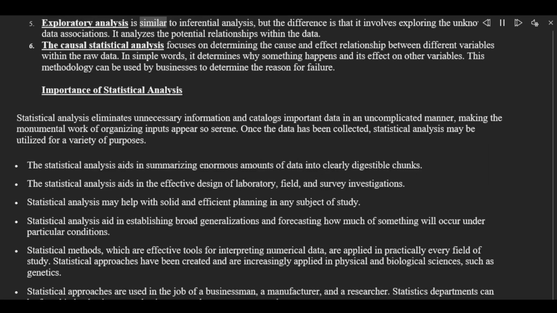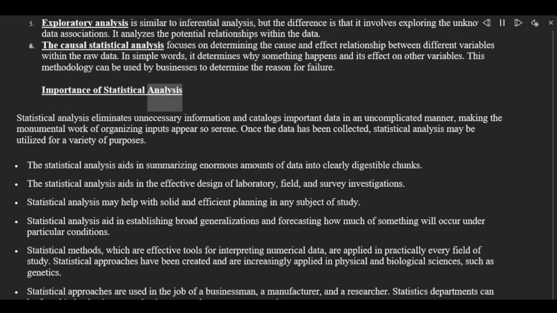Exploratory analysis is similar to inferential analysis, but the difference is that it involves exploring the unknown data associations. It analyzes the potential relationships within the data. The causal statistical analysis focuses on determining the cause and effect relationship between different variables within the raw data. In simple words, it determines why something happens and its effect on other variables. This methodology can be used by businesses to determine the reason for failure.